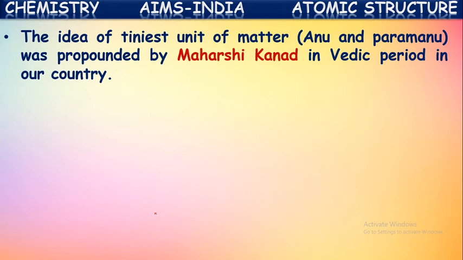Next, the idea of the tiniest unit of matter was proposed by Maharshi Kanad in the Vedic period in our country. So in the Vedic period itself, one of our philosophers, Maharshi Kanad, proposed that every padartha is made up of anus. These anus are composed of still smaller particles called paramanus. Here, a padartha represents matter and anu represents molecules, and these anus are composed of paramanus. These paramanus represent atoms. So every matter is made up of molecules. These molecules are composed of two or more still smaller particles called atoms.